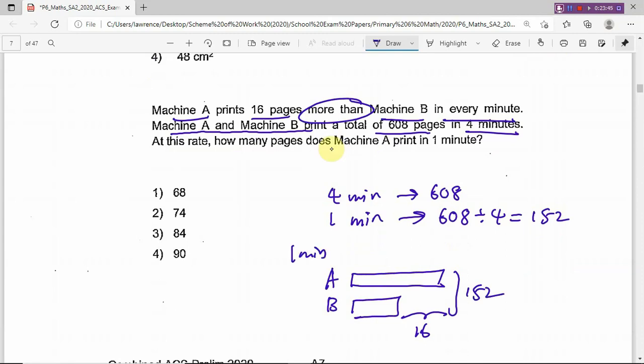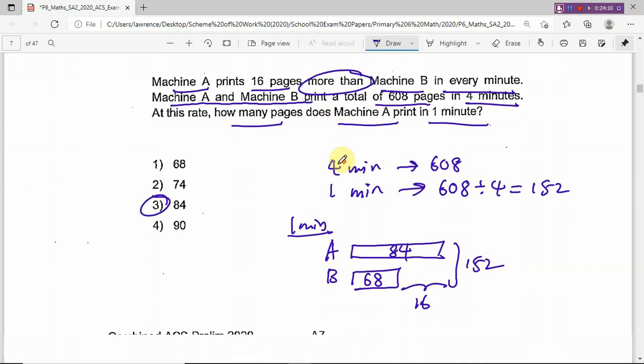So I use a method to help me to break down the problem by drawing out the model. So you take 152 and you minus 16, then divide by 2, and you will get 68. And 68 plus 16, I will get 84, right? So how many pages does machine A print in 1 minute? So your answer has to be 84. Answer number 3. Okay, and there's question 13, right? Okay, let's go to the next one.